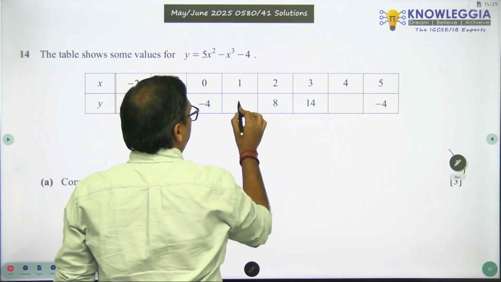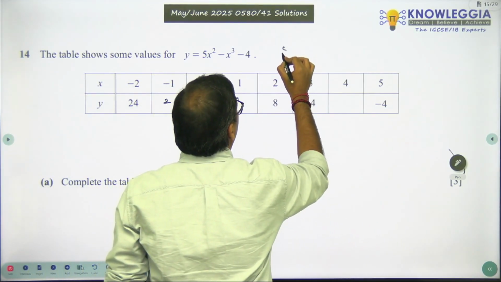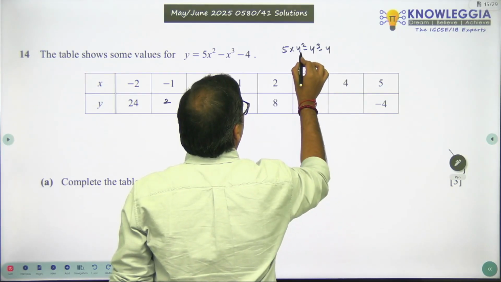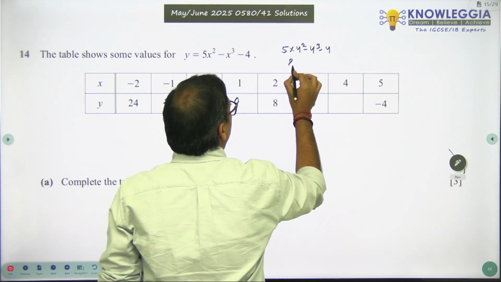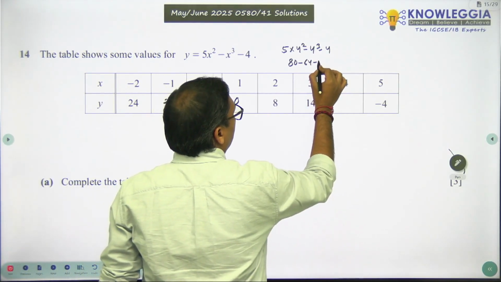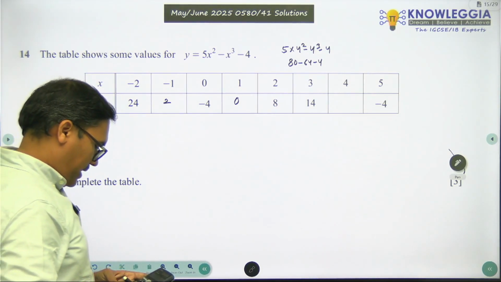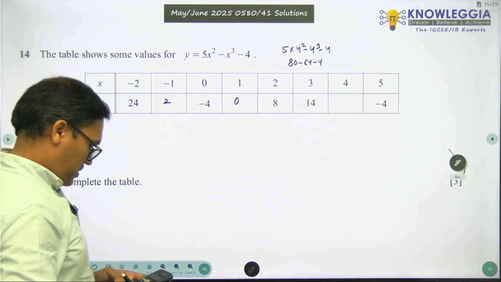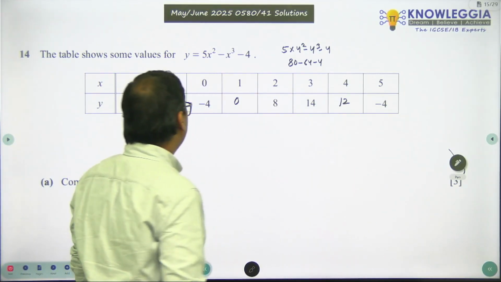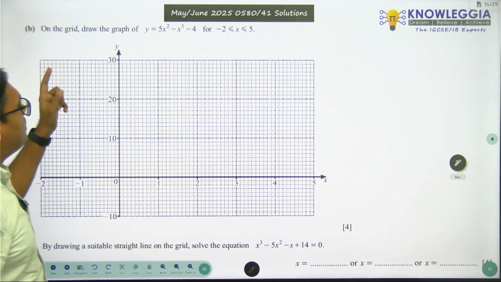This is 0. And if I put 4, this will become 4 square, 16, minus 4 cube, 64, minus 4. So I think this is 80 minus 68, which is 12. So this part is done. This is easy. Now the next question is actually on the graph.